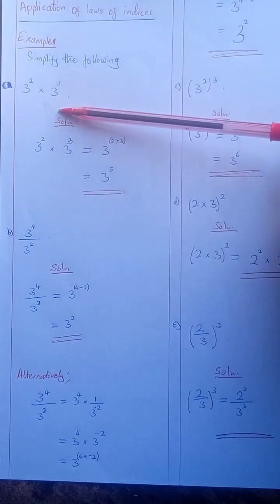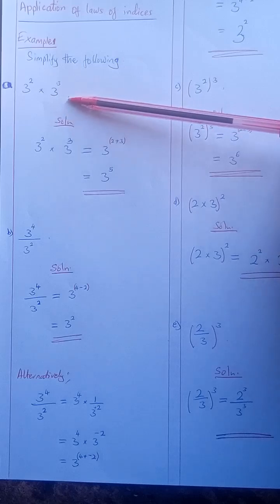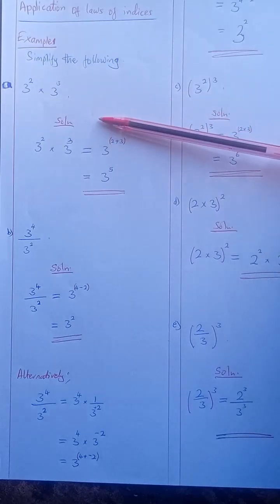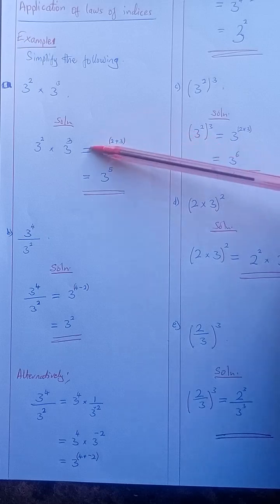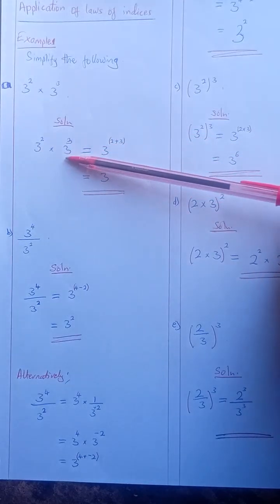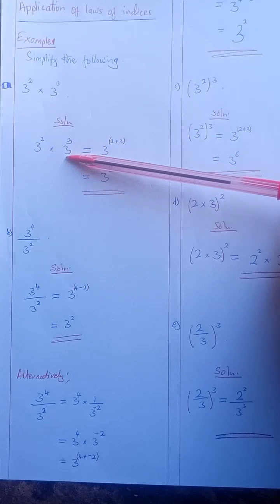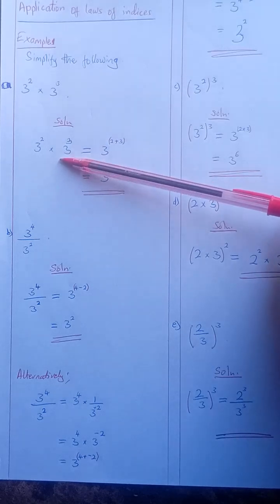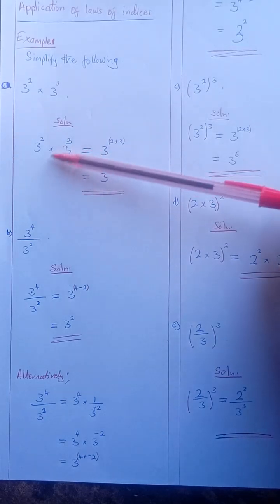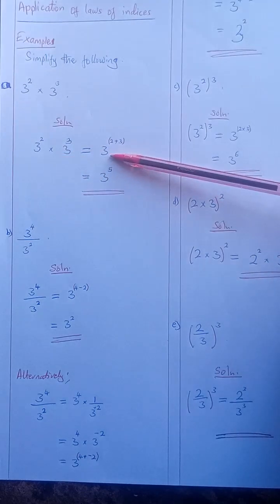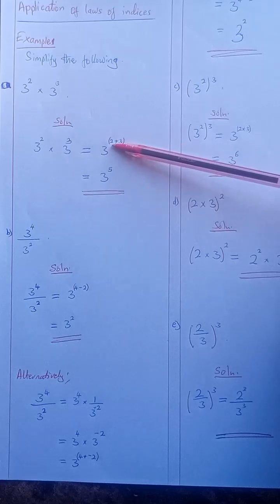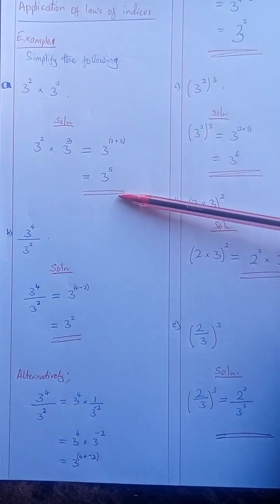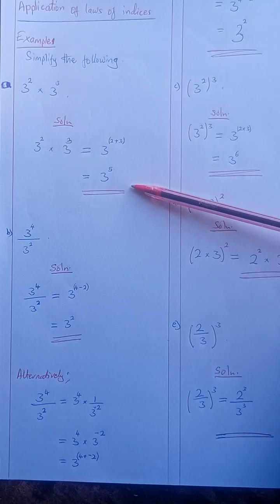Part A, we have 3 to power 2 times 3 to power 3. So if you can see this properly, this is multiplication of indices. So when you're multiplying numbers of the same base, you will do what? You add the powers. So in our example 1, we have 3 to the power 2 times 3 to the power 3. Since the bases are the same, we just write one base. Then we add the powers, which is 3 plus 2. 3 plus 2, we get 5, and that is the answer. That's for part A.